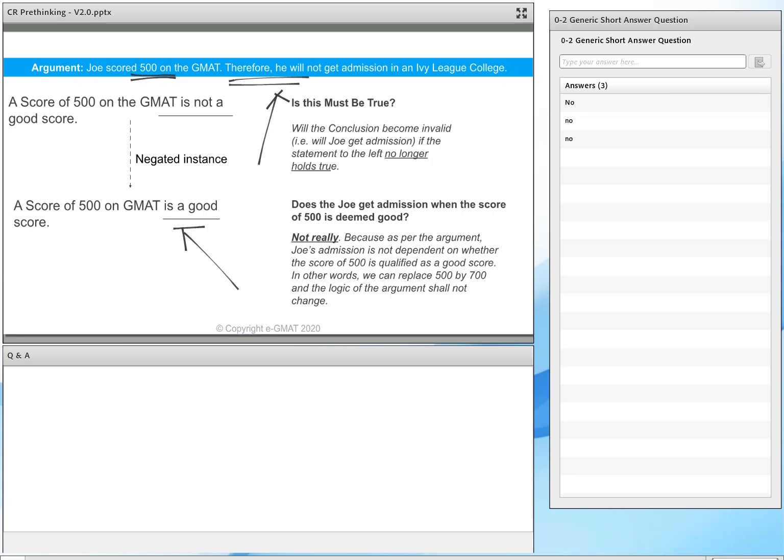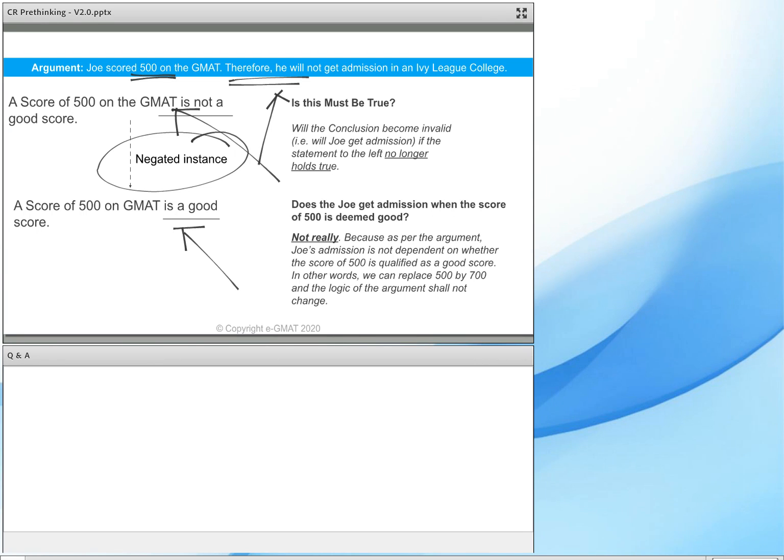Okay, so even in the presence of the negated instance of a statement, the conclusion doesn't break down, which means this does not satisfy the must be true test. And that's kind of the definition of must be true. Again, this is where a lot of people don't understand this. And we're going to take this one notch up over here.